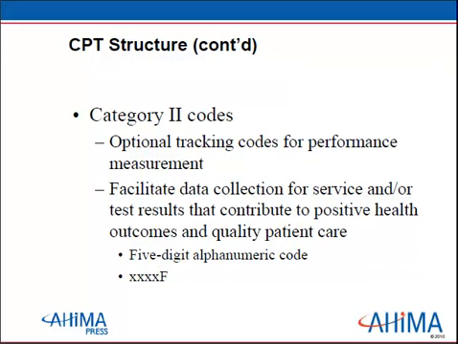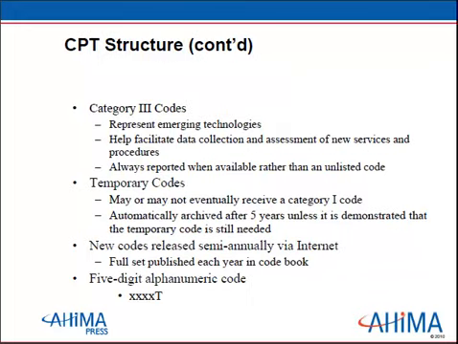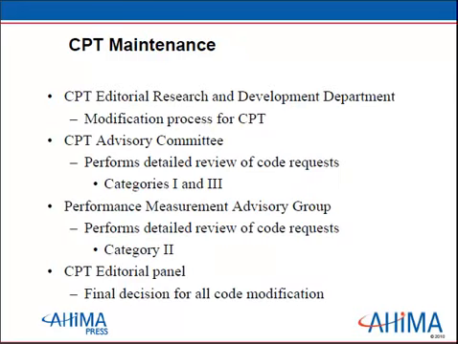These codes facilitate data collection for services or test results that contribute to positive health outcomes and help improve the quality of health care. Category 3 codes represent emerging technology, so new services that are being offered. These are always reported rather than an unlisted CPT code if they are available. These are also a 5-digit numeric, alphanumeric. These are all the bodies that help maintain the CPT system.